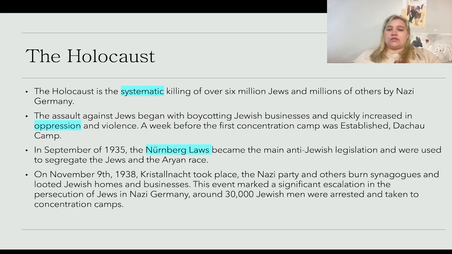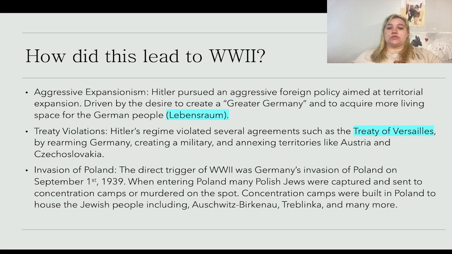On November 9th, 1938, Kristallnacht took place. The Nazi Party and others burned synagogues and looted Jewish homes and businesses. This event marked a significant escalation in the persecution of Jews in Nazi Germany. Around 30,000 Jewish men were arrested and taken to concentration camps, and a lot of wives and children were hurt in this process as well.